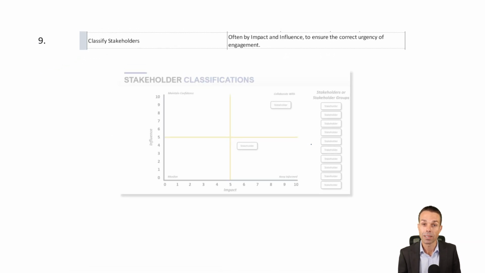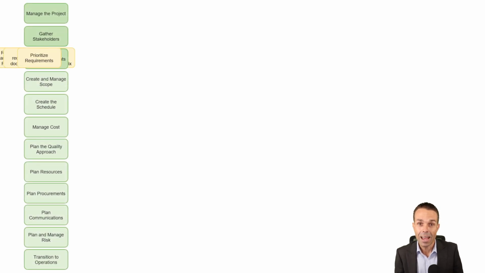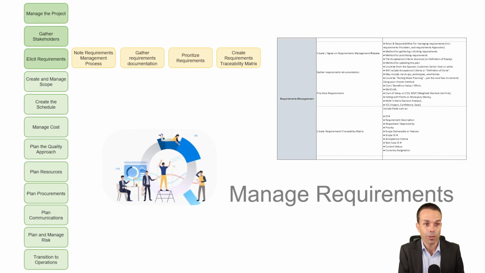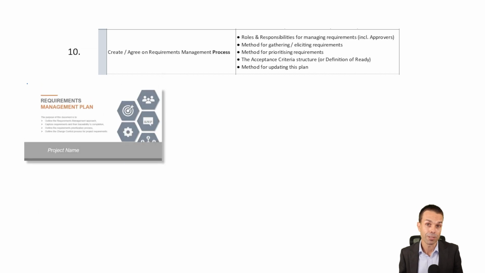Now, once we've got that, we can classify those stakeholders, and often by impact and influence. So we've got the list of people, we classify them so that we know who to engage with and how often. Now we're moving down the list, we've got the stakeholders that we need, and now we can start gathering and eliciting the requirements of the project, usually from a lot of those stakeholders that we've just gathered.